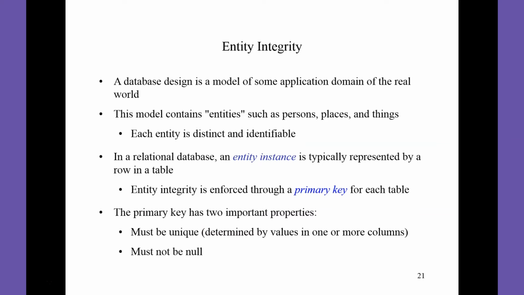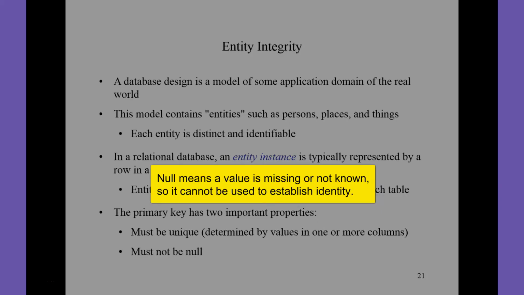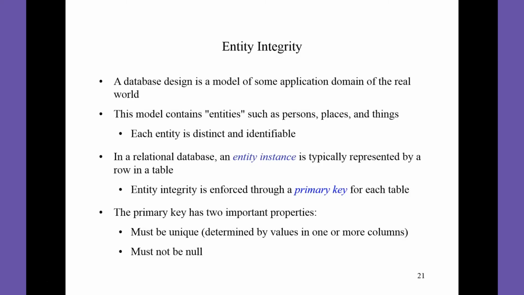Additionally, the key must not be null. Null represents a value that is missing or unknown. So how could you not know something and that be the means of identifying? So the idea is the primary key, whether it consists of one column or multiple columns, cannot contain null values because it plays the role of an identifier, in fact, a unique identifier.